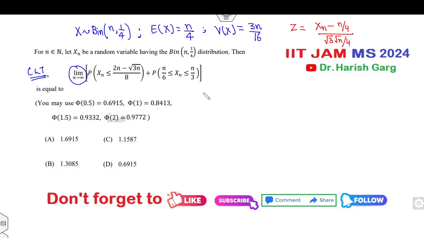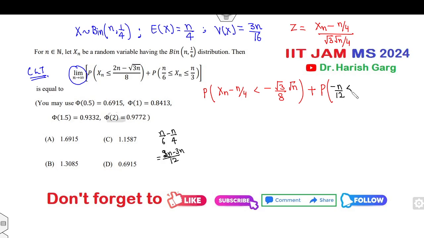Fine. So now firstly I can subtract n by 4 on both sides. If you subtract n by 4, this term will be cancelled. Minus root 3 over 8 into root n is the first term. Plus probability, I can subtract n over 4. So it is n over 6 minus n over 4. 12 is the LCM: 2n minus 3n, so it's minus n over 12.